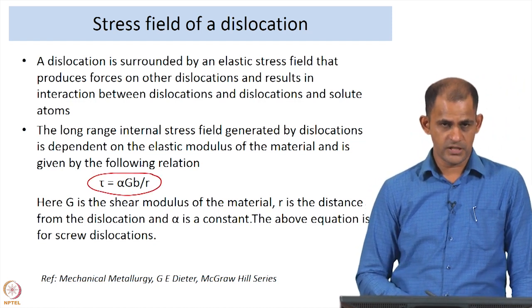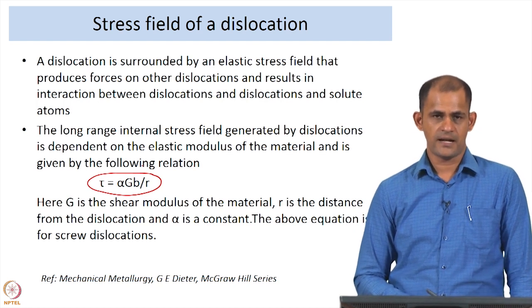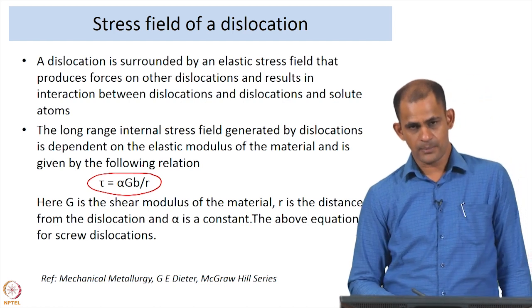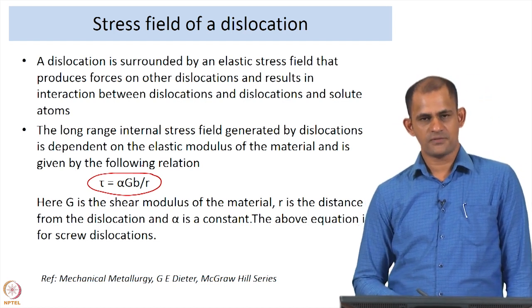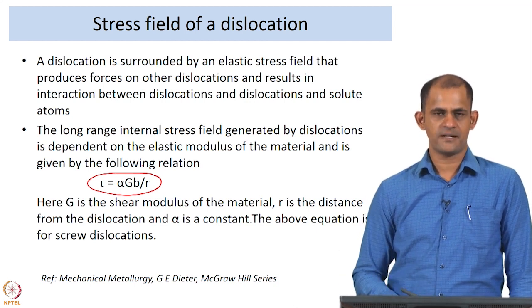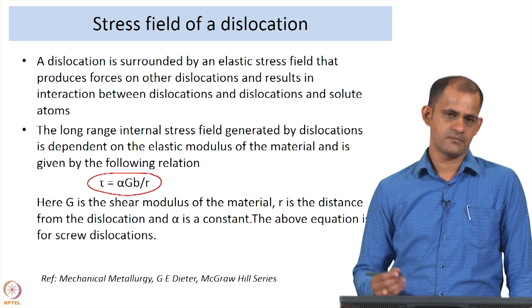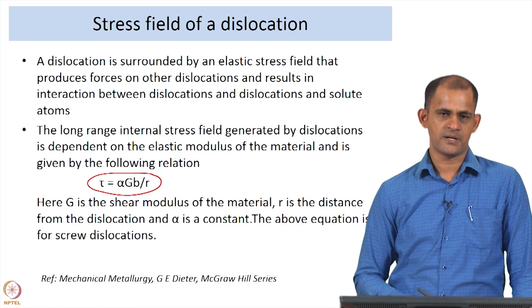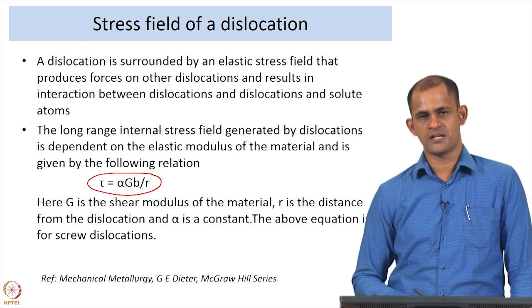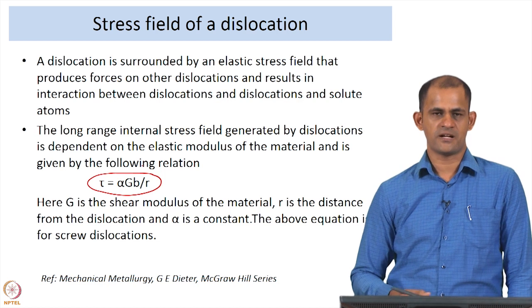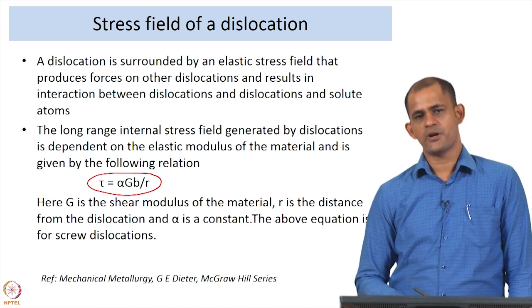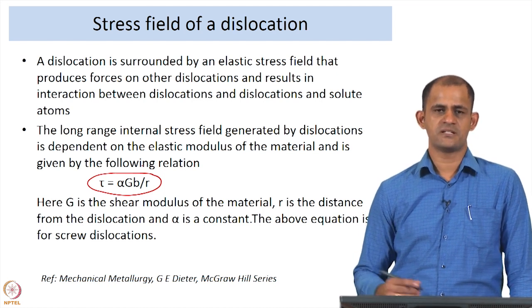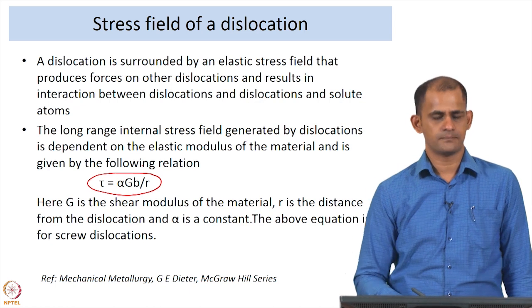So, here G is the shear modulus of the material and R is the distance from the dislocation and alpha is a constant. So, this equation is applicable for screw dislocations. The equation for an edge dislocation is a little more complicated. So, I am not covering it here, but for the sake of interest the audience can refer to Mechanical Metallurgy by George E. Dieter, where he has discussed in more detail the stress field around an edge dislocation. But the important point here is whether it is a screw dislocation or an edge dislocation, the stress field is dependent on the shear modulus of the material.